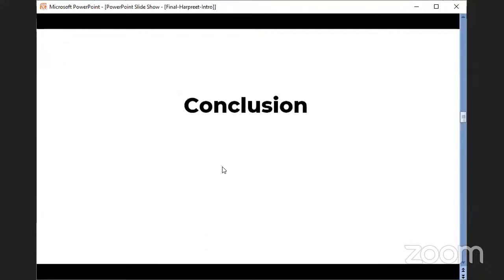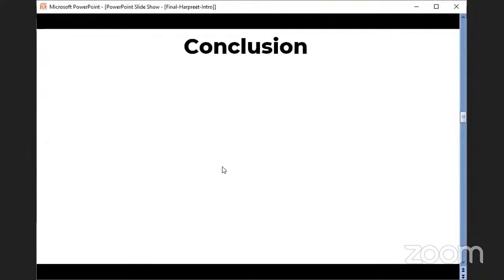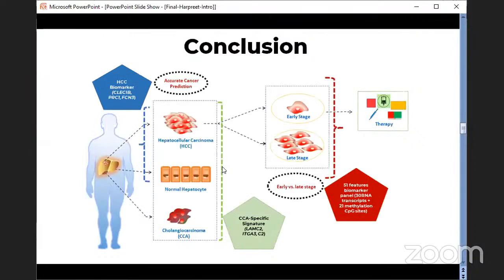So, in conclusion, from my doctoral research we have identified 3 gene-based biomarkers to predict HCC and then to predict CCA. And then we have identified a 51 signature to predict liver cancer at an early stage.